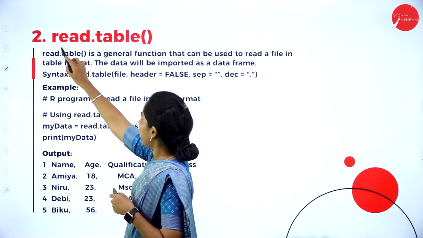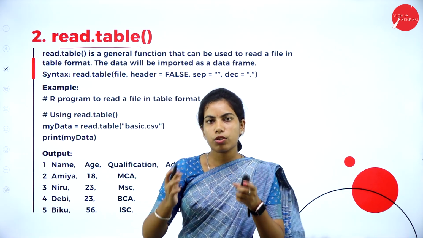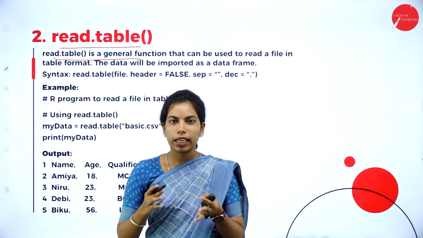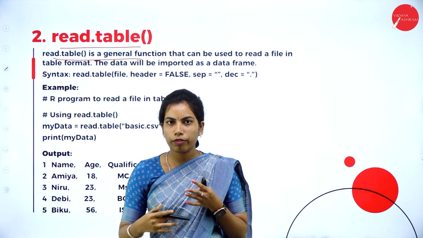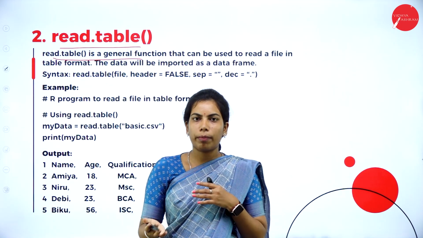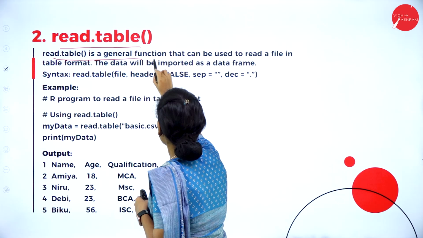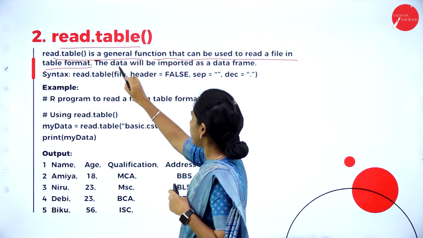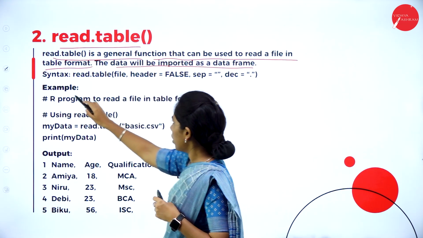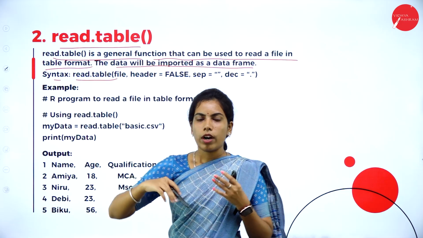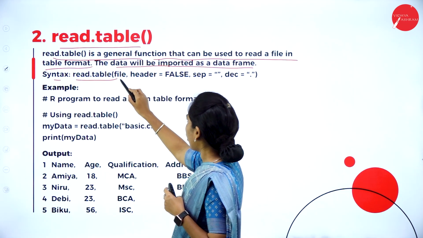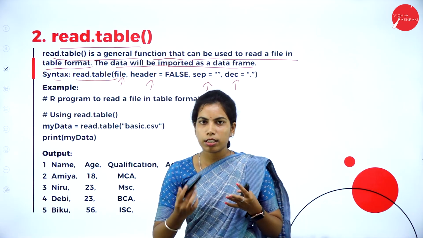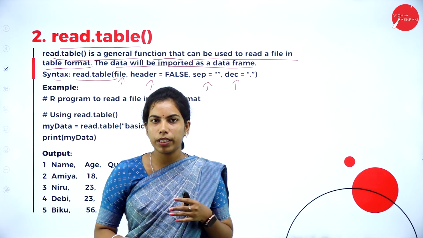Here you can see read.table, the second one, for reading files stored in a table format, that is why read.table. If data is stored in a table format, a structured way, we can access that text file or any file format using read.table. It's a function that can be used to read a file in a table format, and the data will be imported as a data frame. For syntax, we use read.table as a function. You have to pass the parameters file, header and sep, and if any decimal point, meaning floating point, it contains, it is also printed in a text file.